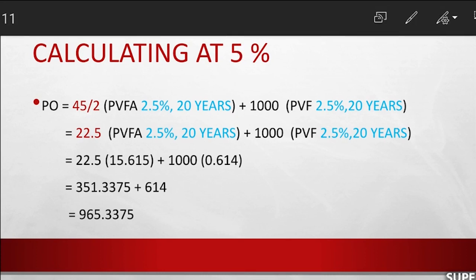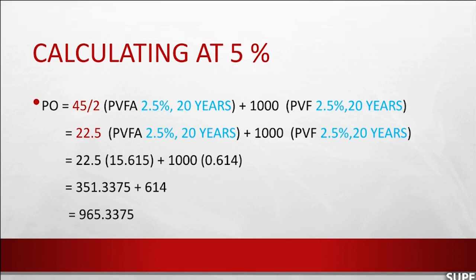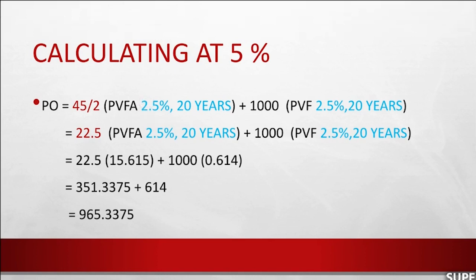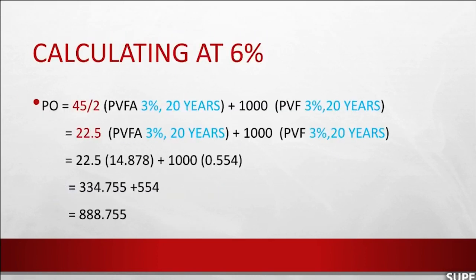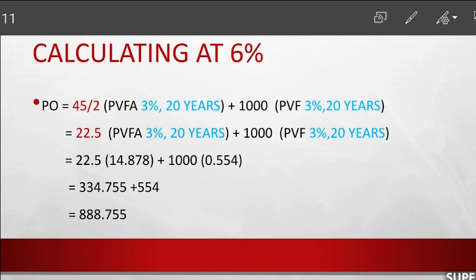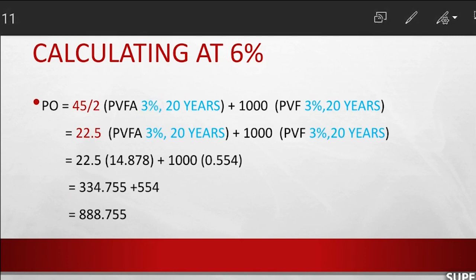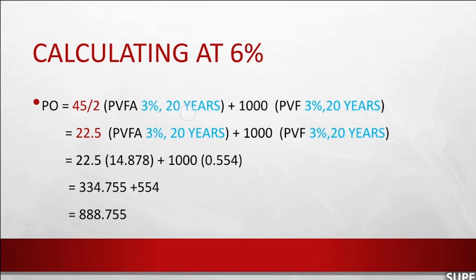Okay, at 5% rate, but here the discount rate is 2.5. We have used the discount rate as 2.5. Okay, now likewise we are going to calculate the present value of all cash inflows at 6% also. So for that we are using 3%, that is k by 2. 6 by 2 is equal to 3%, and 2n, that is 2 into 10, is equal to 20 years.